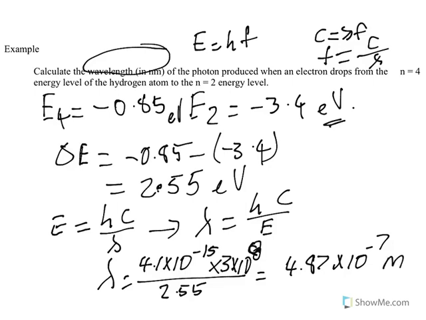It's in a funny place, that metres. Okay, and if we move that decimal point a couple of places, 487 nanometers for the wavelength of the light that's given off when an electron travels between those two energy levels.